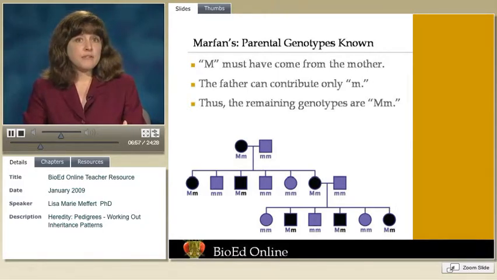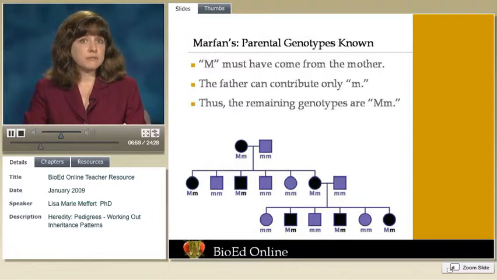Now the next part of the puzzle is, now that we've determined these parental genotypes and know they're heterozygous, we can work out the offspring genotypes. We know that this individual here got the big M from the mother, because she couldn't have gotten it from the father, since the father is normal. So the father must have given a little m to each of his offspring. So we just fill in the little m, the normal allele, that each of these individuals received from the father. Now we've filled in all the genotypes of the individuals in this pedigree.